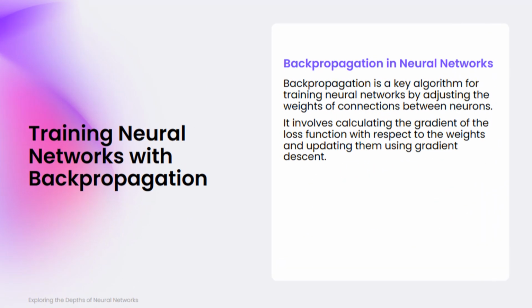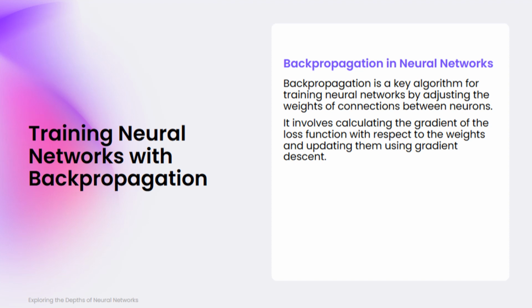Now let's discuss backpropagation in neural networks. As you already know, backpropagation is a key algorithm for training neural networks by adjusting the weights of the connection between the neurons. It involves calculating the gradient of the loss function with respect to the weights and updating them using something that we call gradient descent. So let me explain.